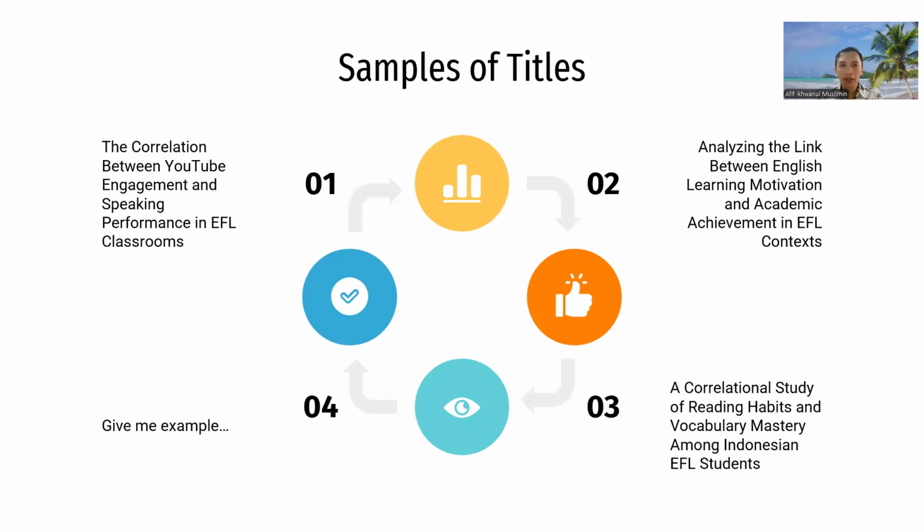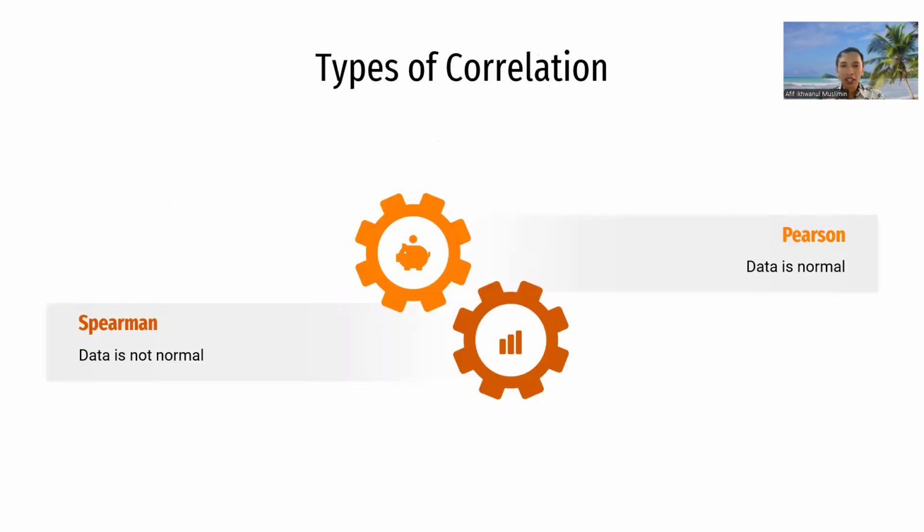There are some samples of research titles. The first one is correlations between YouTube engagement and speaking performance in EFL classroom. The second, a title like analyzing the link between English learning motivation and academic achievement in EFL context. Or the third, a correlation study between reading habits and vocabulary mastery among Indonesian EFL students.